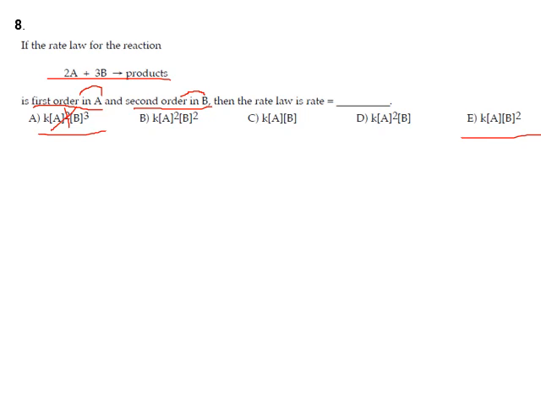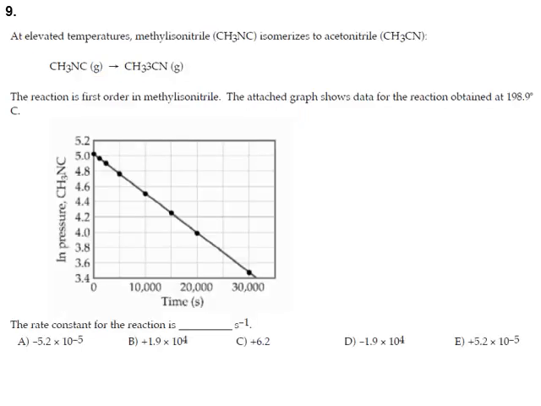Next slide. Next slide. Here's one where they're giving us a graph. We have a straight line, so let's see what we're plotting. We're plotting logarithm. That means if we're getting a straight line, it's first order. I'm just going to write 1. And they told us that anyway, but it never hurts to practice. So CH3NC is going to CH3CN. That 3 there is not supposed to be there. There's a few typos in this stuff.